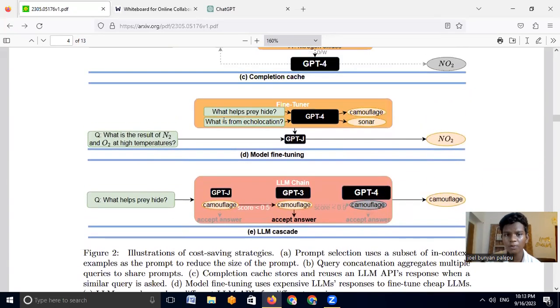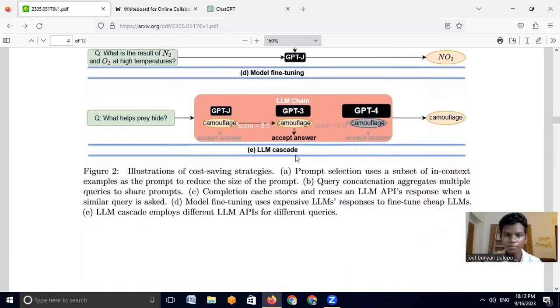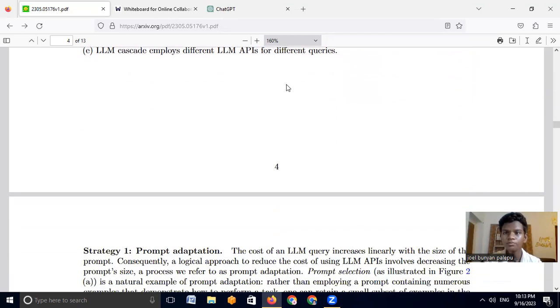I think model fine tuning is actually quite simple. All right, so we're going to have some data. We're going to give that to GPT-4, and I think we are going to have an expanded model and fine tune it on a small model. And the LLM cascade, I don't quite understand this, but however, we're going to move on. We're going to read the summary, the description that they have provided.